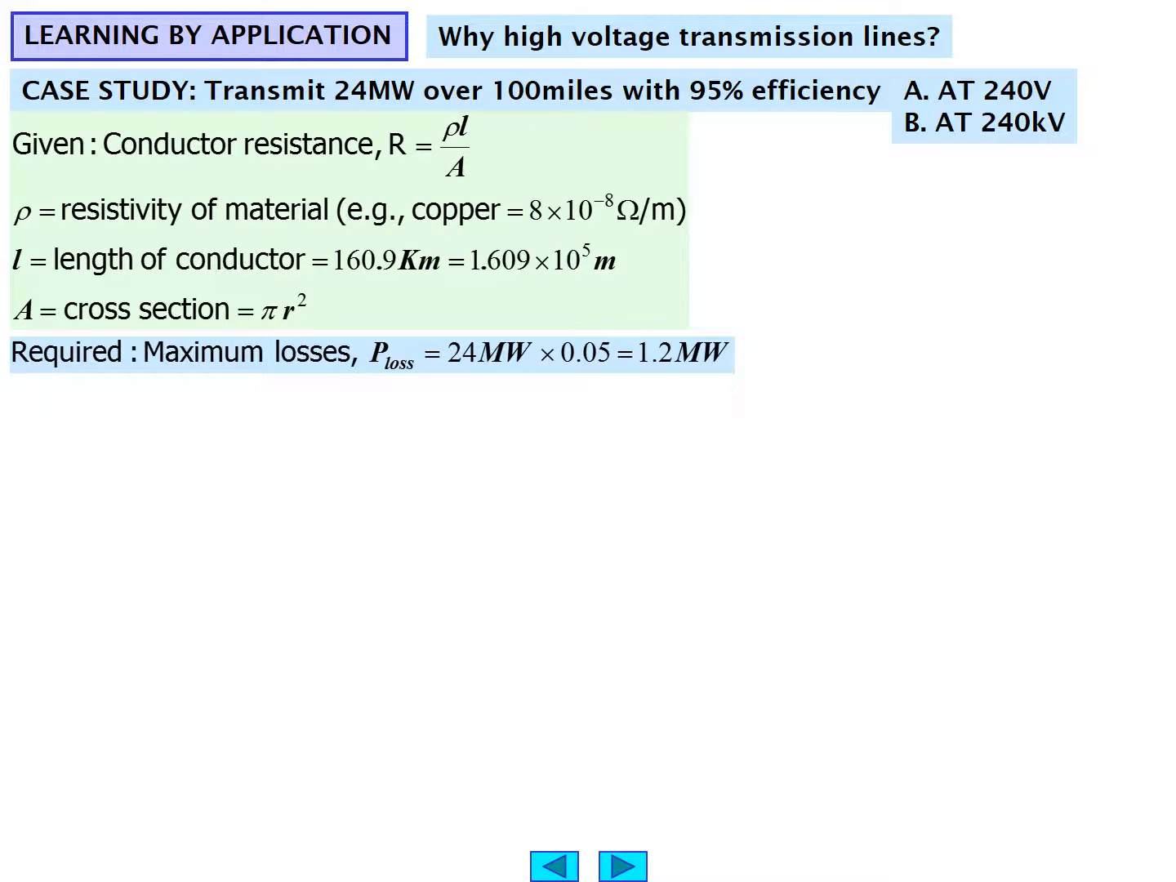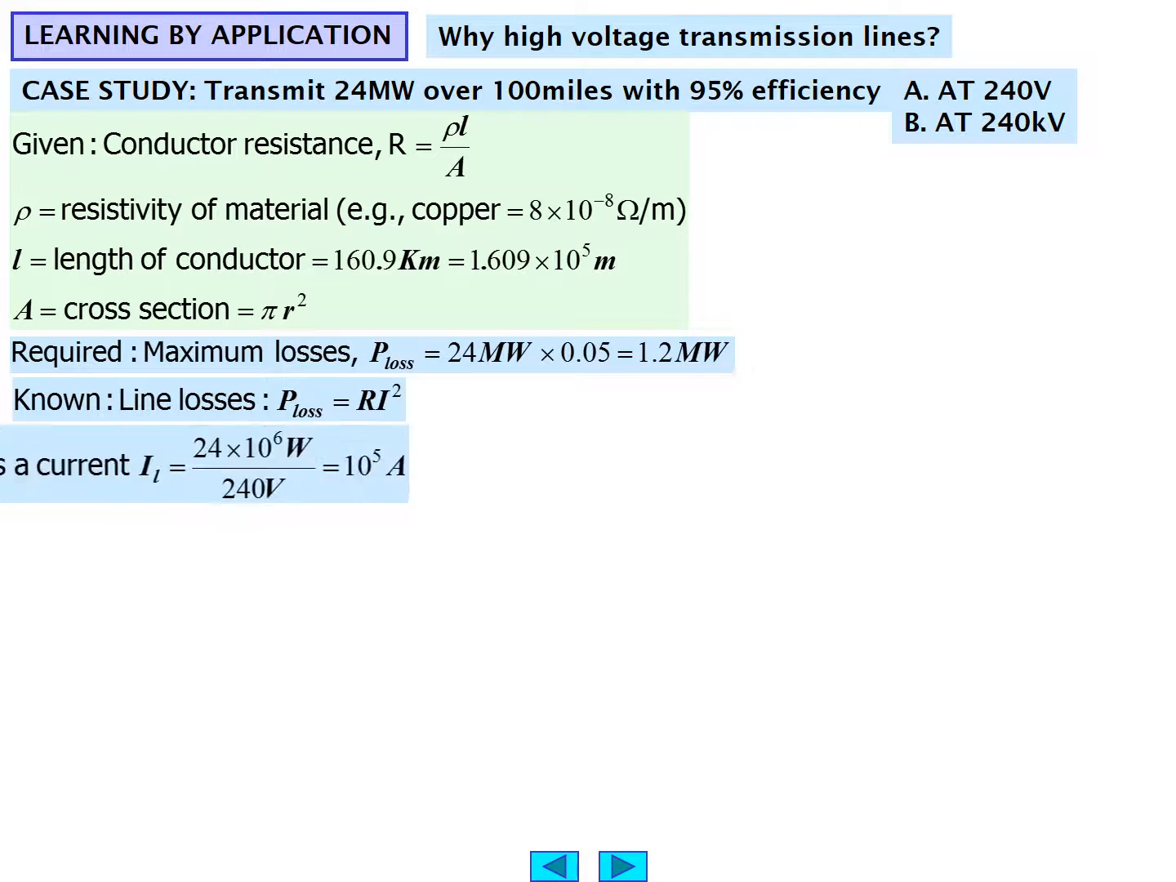The maximum power loss, though, is 5%. So the maximum power loss would be 24 megawatts times 5%, or 0.05. That means we are supposedly losing 1.2 megawatts in our transmission. The known line losses, though, are due to the resistance, so the losses are also equal to R I squared.